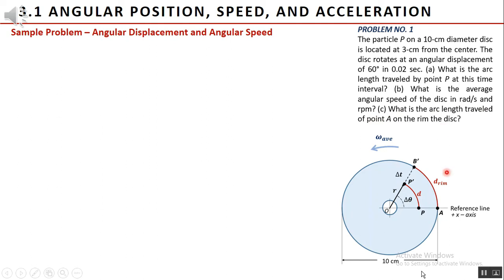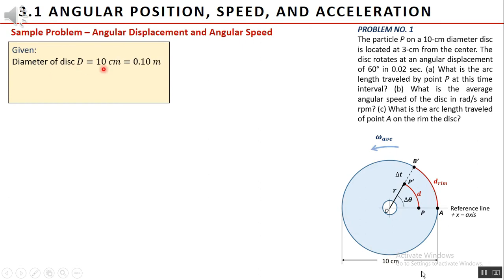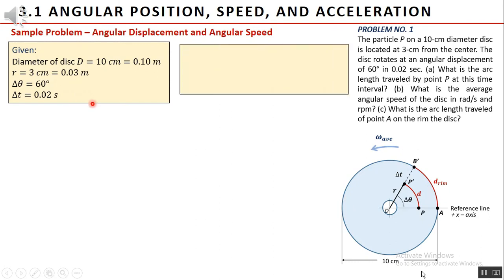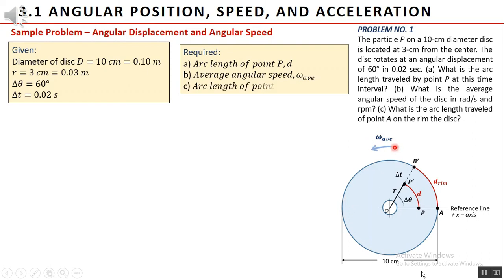Let us list down all given information. The diameter of the disk is 10 cm or 0.1 meter. The distance of point P from the center, r, is 3 cm or 0.03 meter. We also have an angular displacement of 60 degrees in a time interval of 0.02 second. What we are looking for is, letter A, the arc length of point P, denoted by letter d. Letter B, the average angular speed, and letter C, the arc length of the point at the rim, d sub rim.